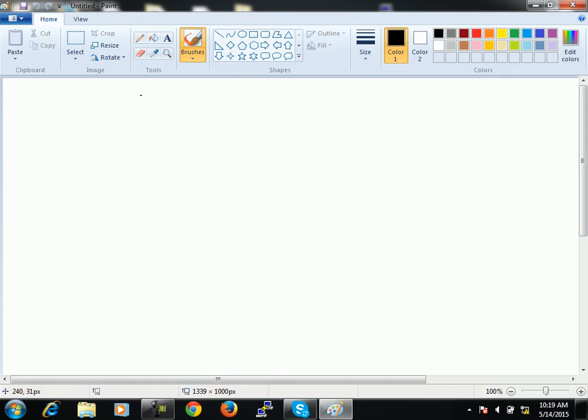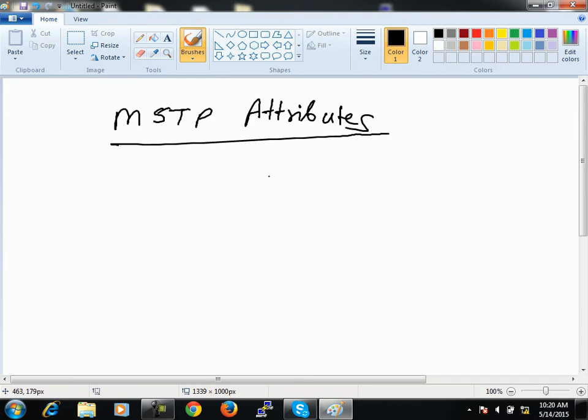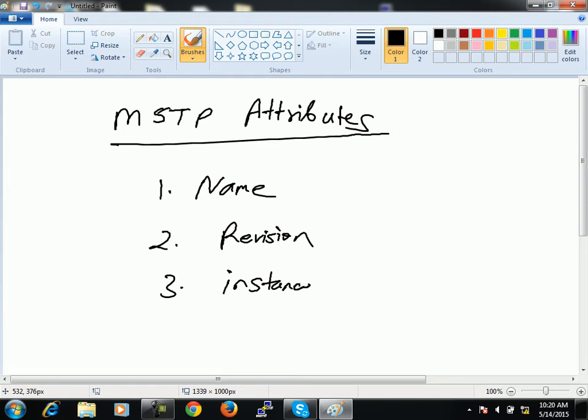And now remember that in MSTP we have some attributes, which are known as MSTP attributes. If you talk about MSTP attributes, there are three types of attributes available here. One, name. Second, revision number. Third, instance number. And mapped VLANs.